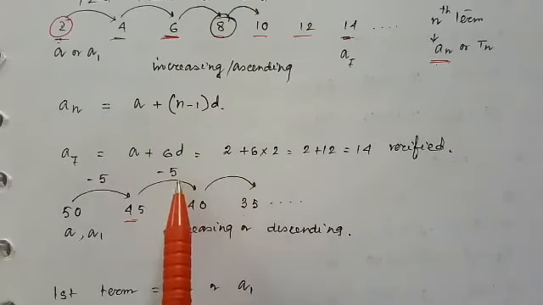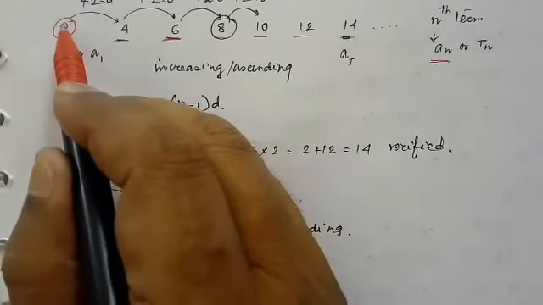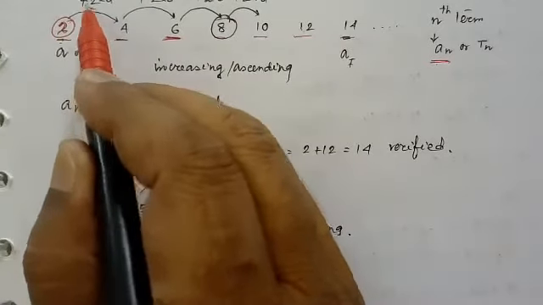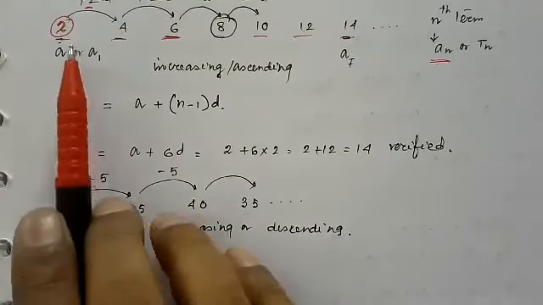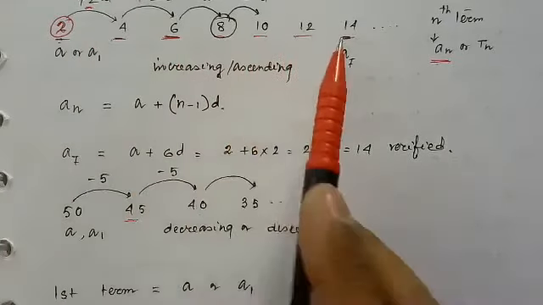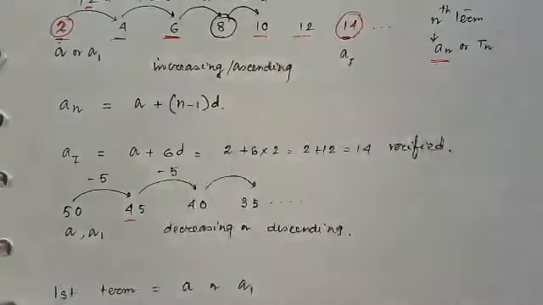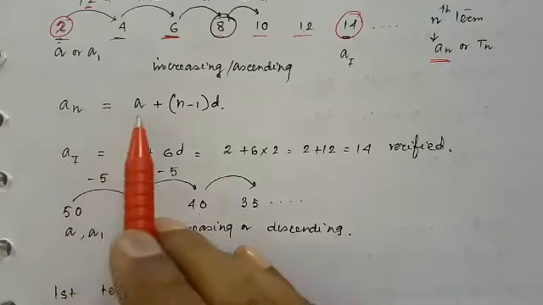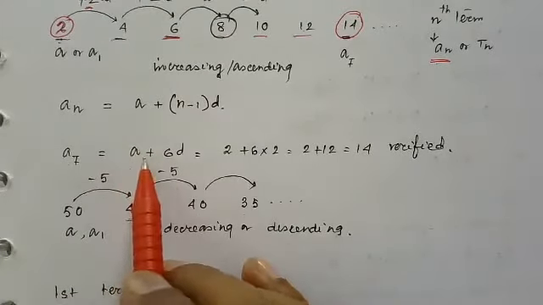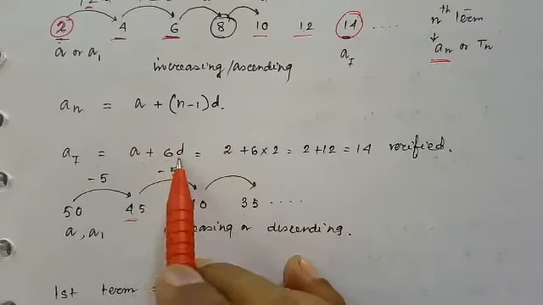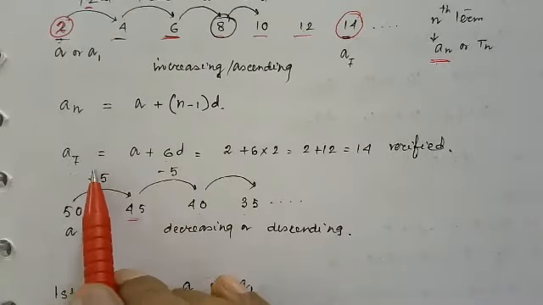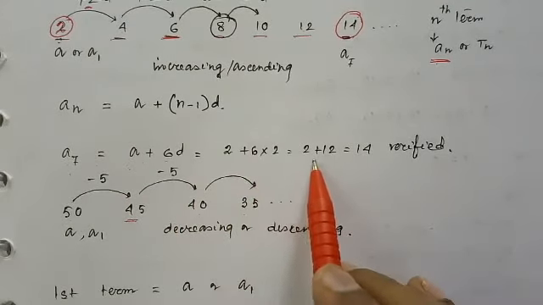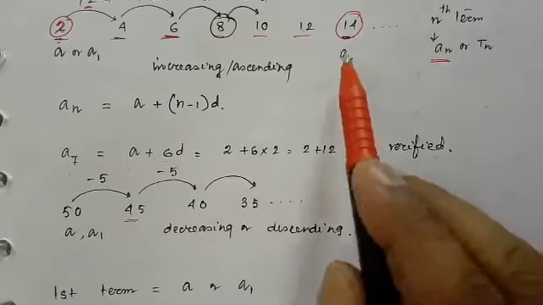For example, suppose the first term is 2 and the common difference is 2. You want to get the 7th term: 1, 2, 3, 4, 5, 6, 7. What is the 7th term? 14. How can I get it? So an is equal to a plus n minus 1 into d, with n as 7, that is a7 is equal to a plus 6d. So 2 plus 6 into 2, that is 2 plus 12, that is 14, and we see that actually the term is 14.